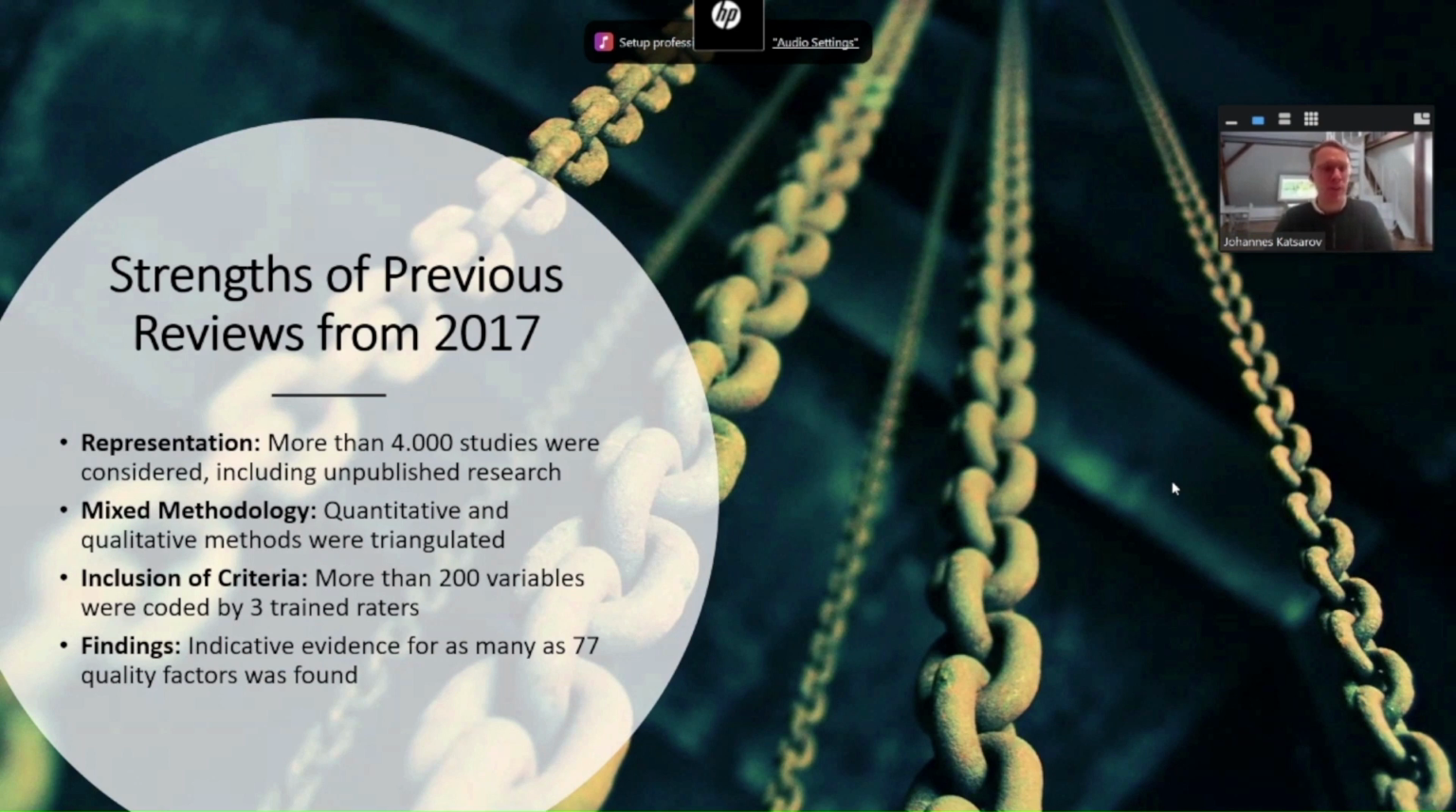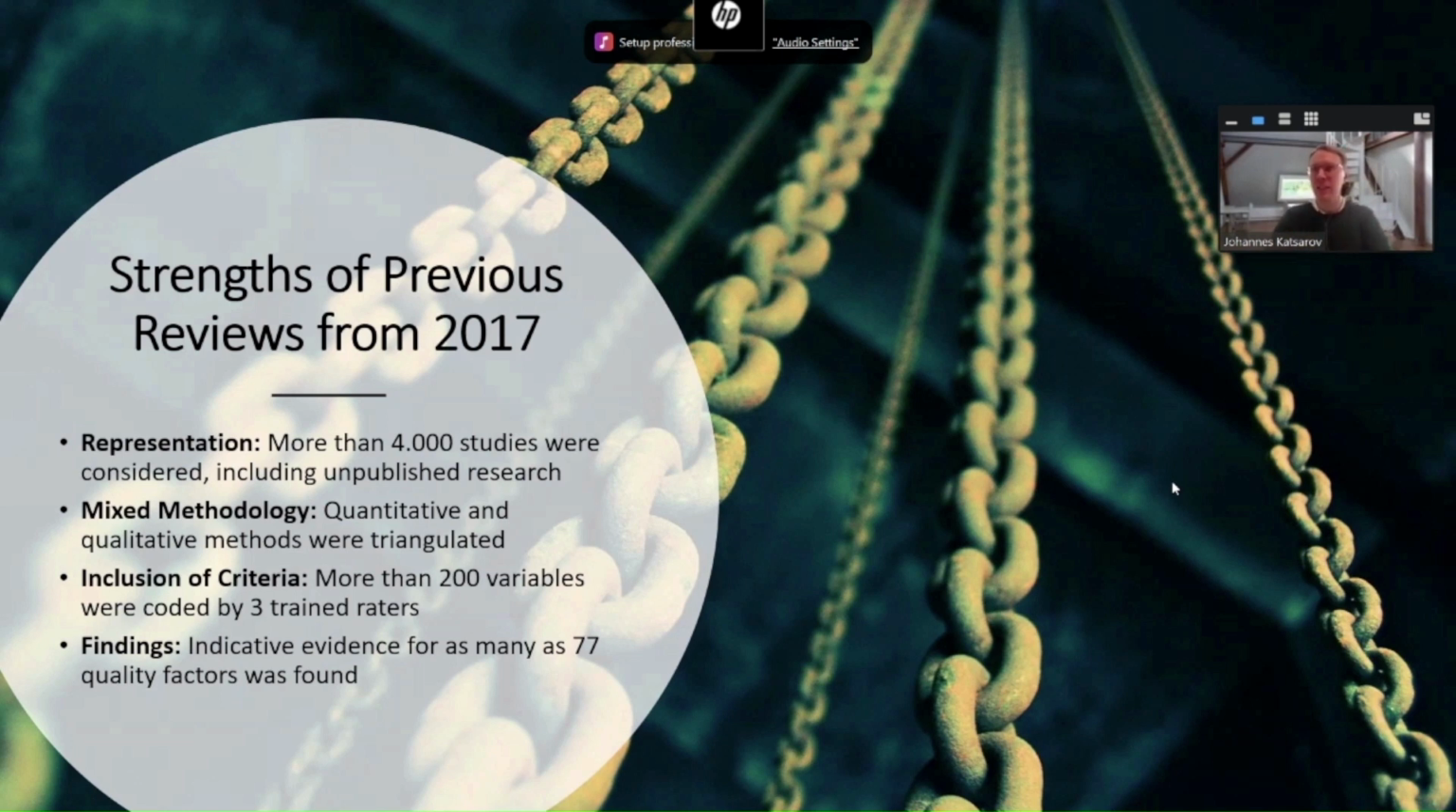focus on what works in research integrity education. They had checked more than 4,000 studies, including unpublished research. They had used quantitative and qualitative methods, which were triangulated. They had included more than 200 variables looking at these diverse studies, which were coded by 3 different raters, and they found indicative evidence on supportive factors and detrimental factors for as many as 77 different factors which they looked at.